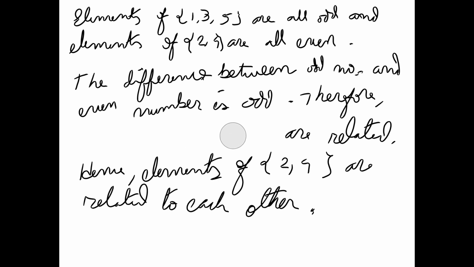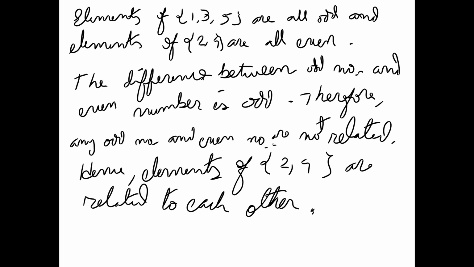Therefore, any odd number and even number are not related, which is actually elements of 1, 3, 5 and elements of 2, 4 are not related.